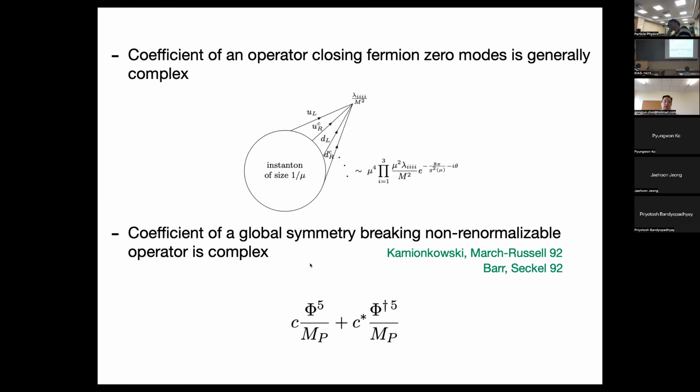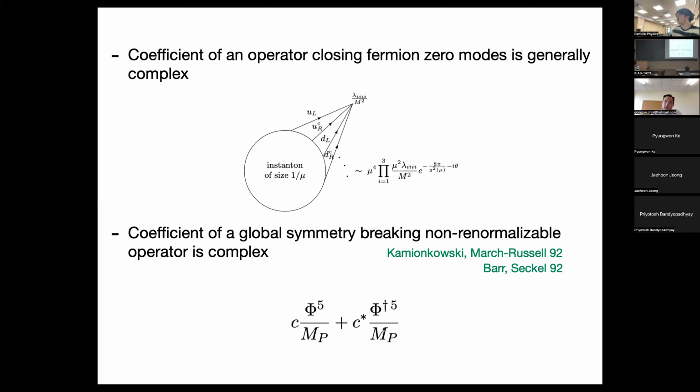More importantly, there's another source, which is attributable to the global nature of the Peccei-Quinn symmetry, okay? Because the Peccei-Quinn symmetry is a global symmetry, the non-renormalizable operators, in principle, don't need to respect the Peccei-Quinn symmetry, okay? And then in the Peccei-Quinn picture, we have the Peccei-Quinn complex scalar phi, and you can think about this kind of higher dimensional operator made up of the Peccei-Quinn scalar. And this non-renormalizable operator can be readily in the Lagrangian because the U(1) Peccei-Quinn is a global symmetry, okay?